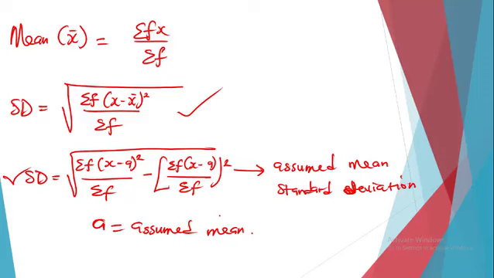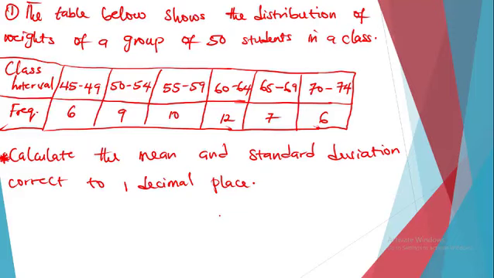So let's take an example. We have an example here on the screen. The table below shows the distribution of weights of a group of 50 students in a class, and we have the class intervals and the frequency written here on the screen. The question says we should calculate the mean, that's one, and then two, the standard deviation correct to 1 decimal place. So we will start with our method 1.